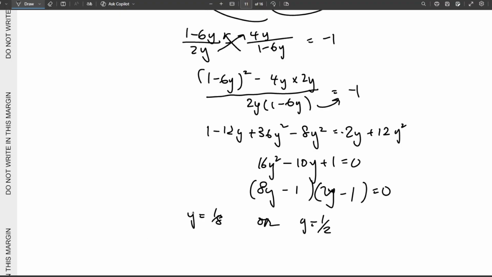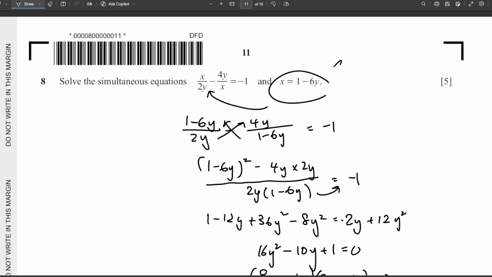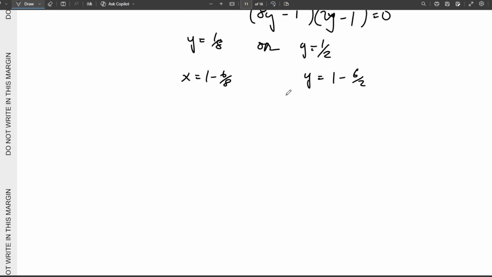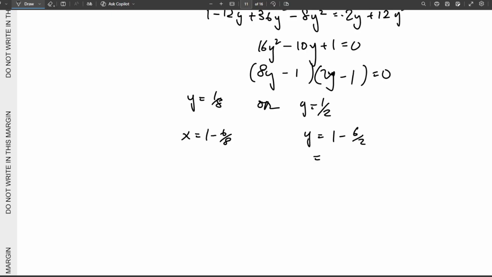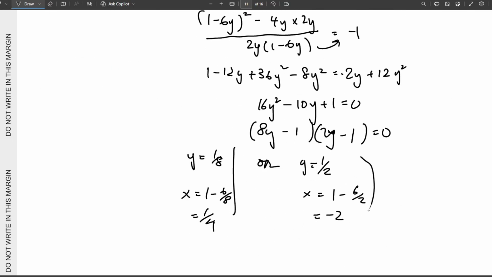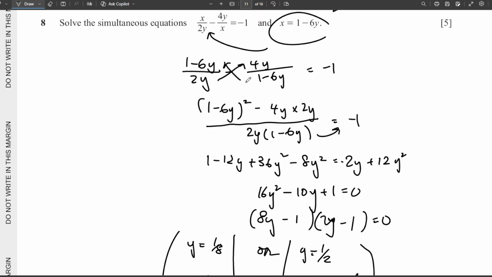For which you should be able to substitute back into this equation. And here will be 1 minus 6 over 8, and here will be 1 minus 6 over 2, is it? Yeah. So, sorry, this is x, not y. So here will be negative 2, here will be 1 over 4. Okay, so the solutions come in a pair. So these two come in a pair, these two come in a pair. Okay, so there's the answer for part 8.